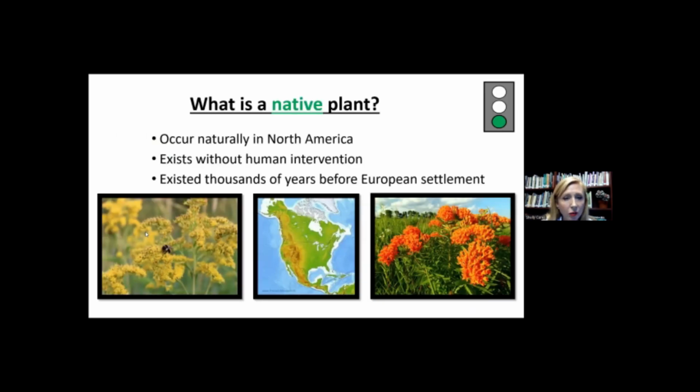So what is a native plant? It occurs naturally here in North America. It exists without human intervention, and it existed thousands of years before Europeans came. These plants took care of themselves without any human help since the beginning of time. The early explorers' ship manifests arriving in North America included the plants that they brought with them, so we know with some accuracy when new plants arrived here.